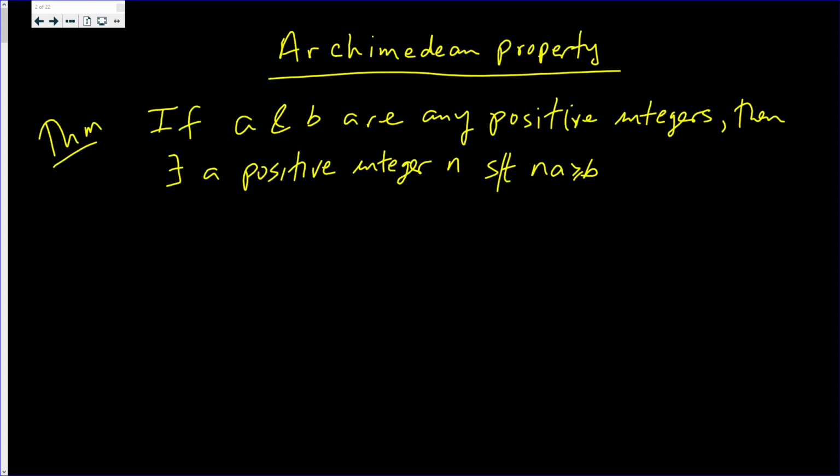In this video, we're going to prove the Archimedean property. It says that if a and b are any integers, then there exists an integer n such that na will be bigger than or equal to b. Given any a and b, you can multiply a by some positive integer to get more than b. And this seems reasonable.